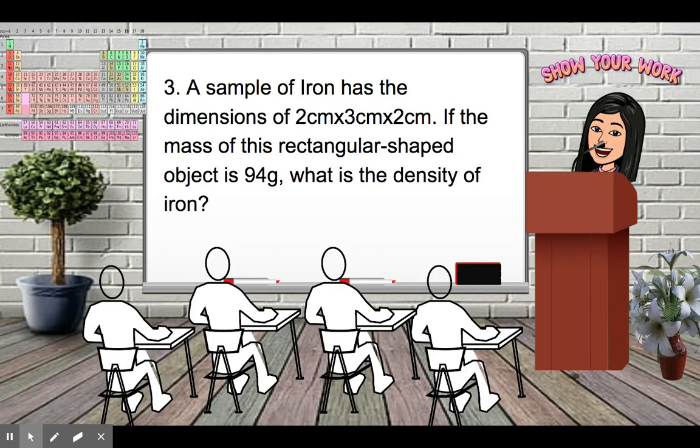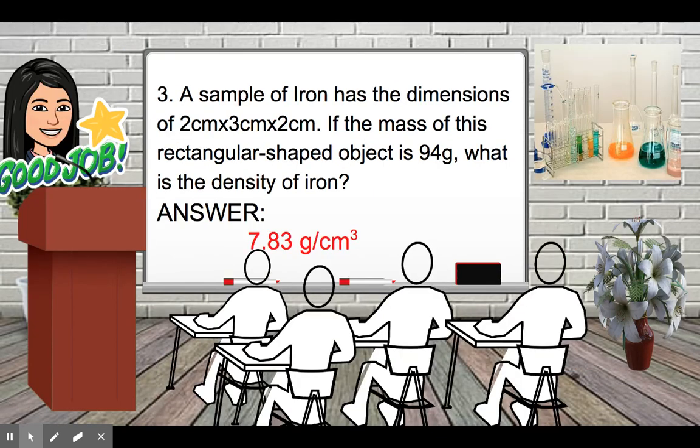Question number 3. A sample of iron has the dimensions of 2 by 3 by 2 centimeters. If the mass of this rectangular shaped object is 94 grams, what is the density of iron? I'll pause again and you're going to solve the problem. The correct answer is 7.83 grams per cubic centimeter.